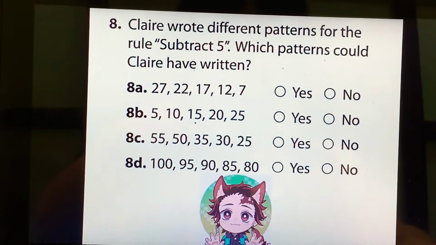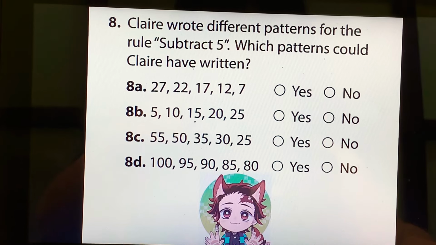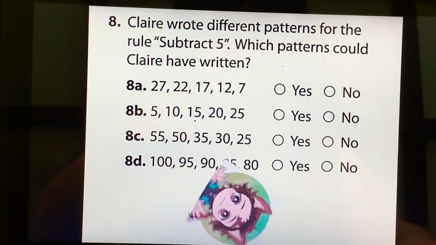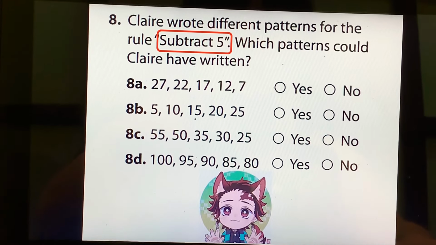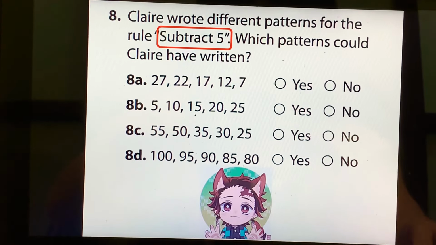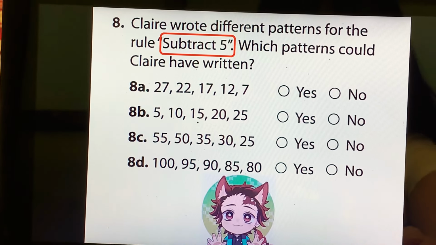Let's move on. Claire wrote different patterns for the rule subtract 5. Which patterns could Claire have written? Let's move on.